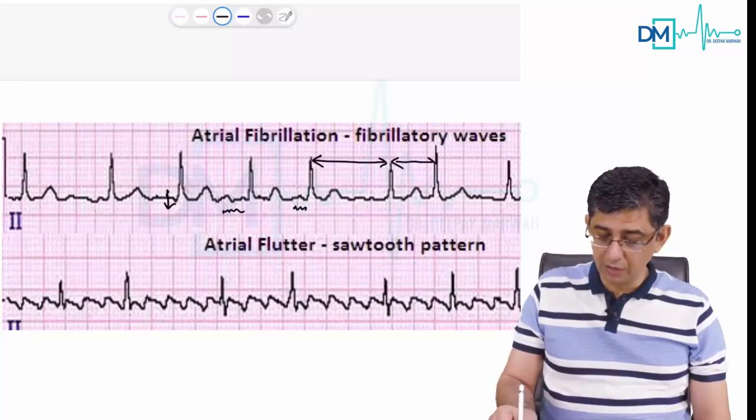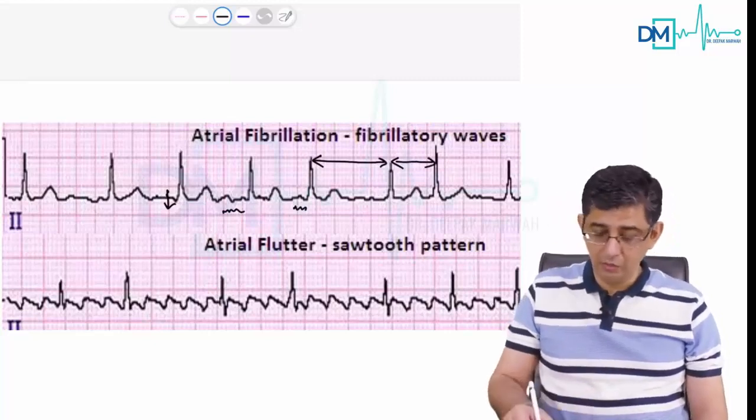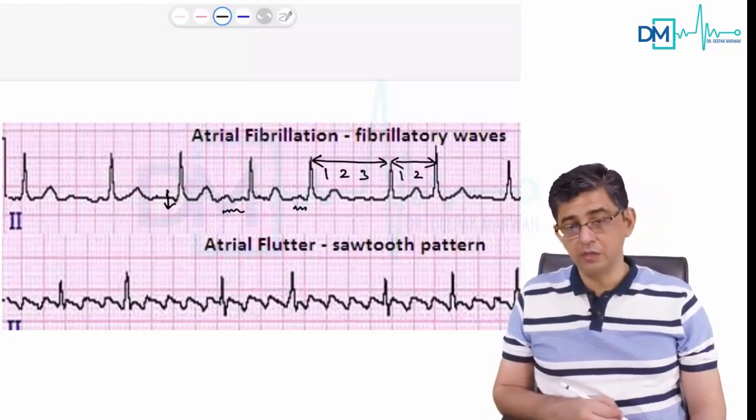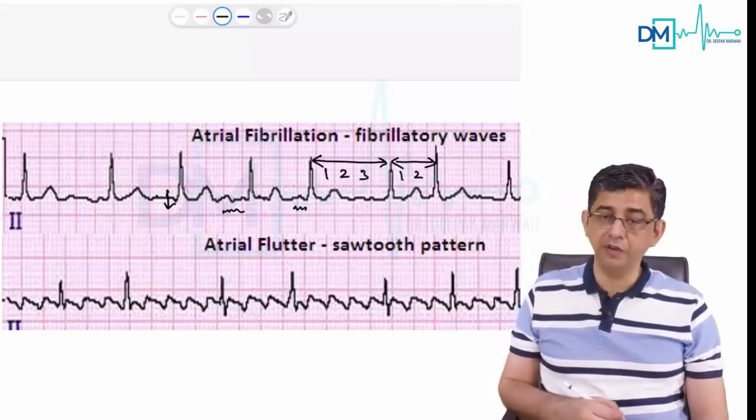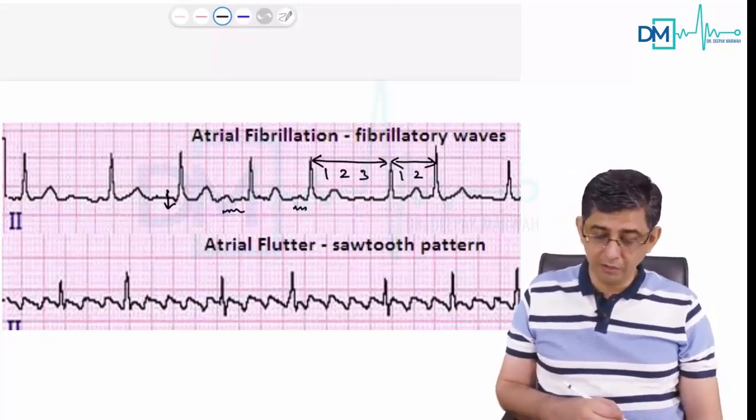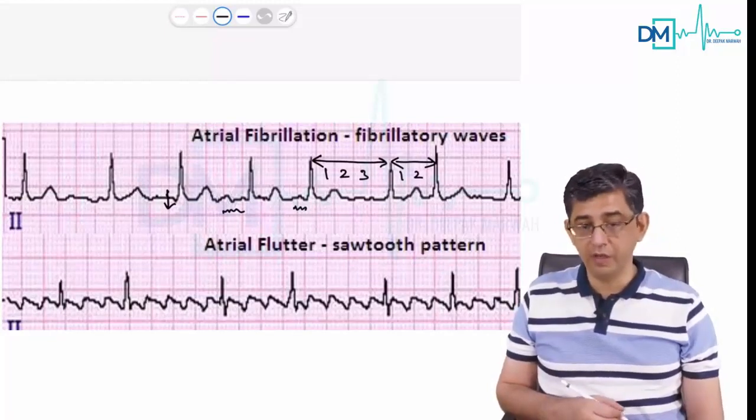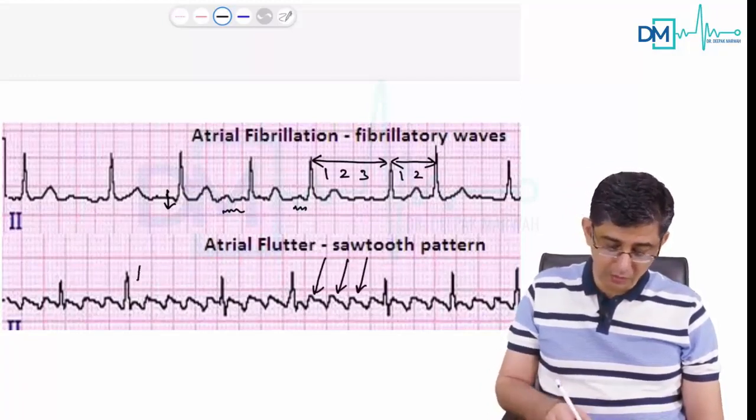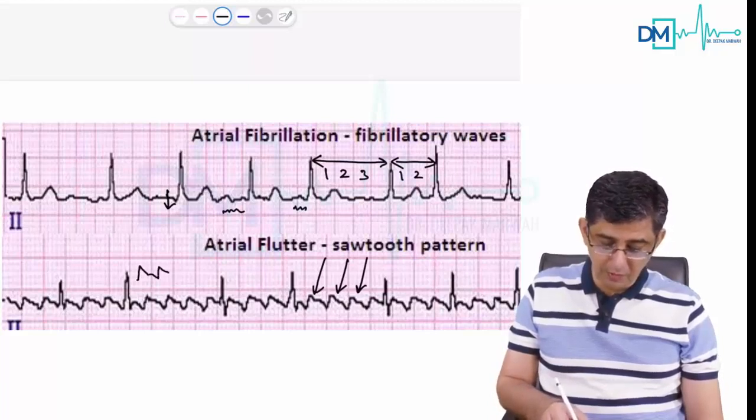Look at the RR interval of this patient. I can count 3 large squares and then I can count only 2 large squares. So the heart rate of this patient is definitely varying. Such a situation where you have a variable RR interval is a feature of atrial fibrillation, whereas you can notice these sawtooth waves which are present before every QRS complex.